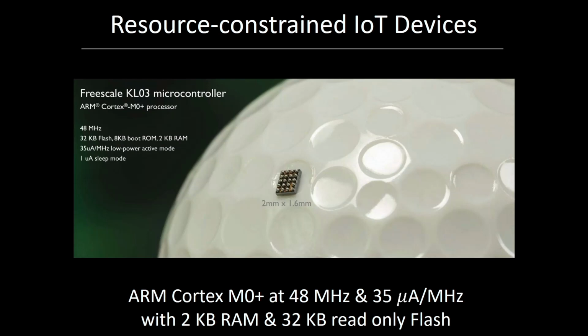And the flash is not great as well. We have 32 kilobytes, so that essentially means our working memory for anything should be less than 2 kilobytes, and our model can't be more than 32 kilobytes. So what's the impact?